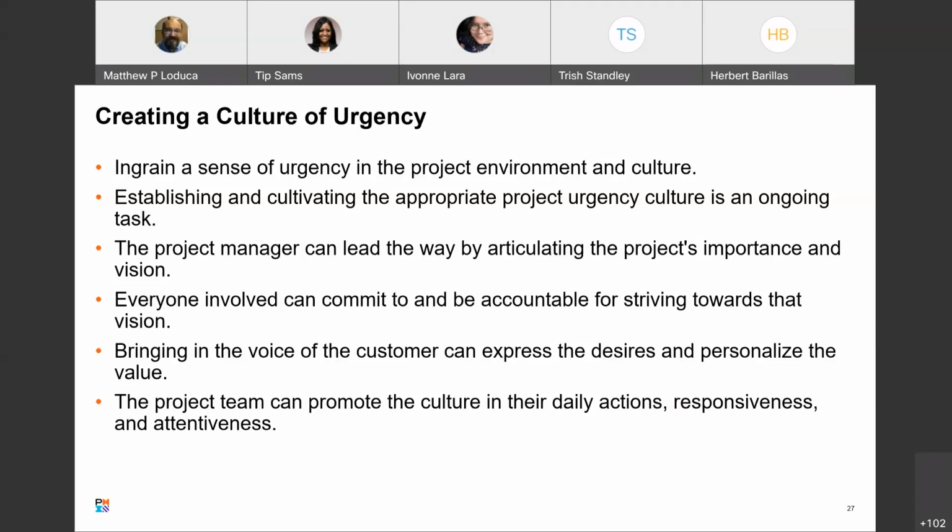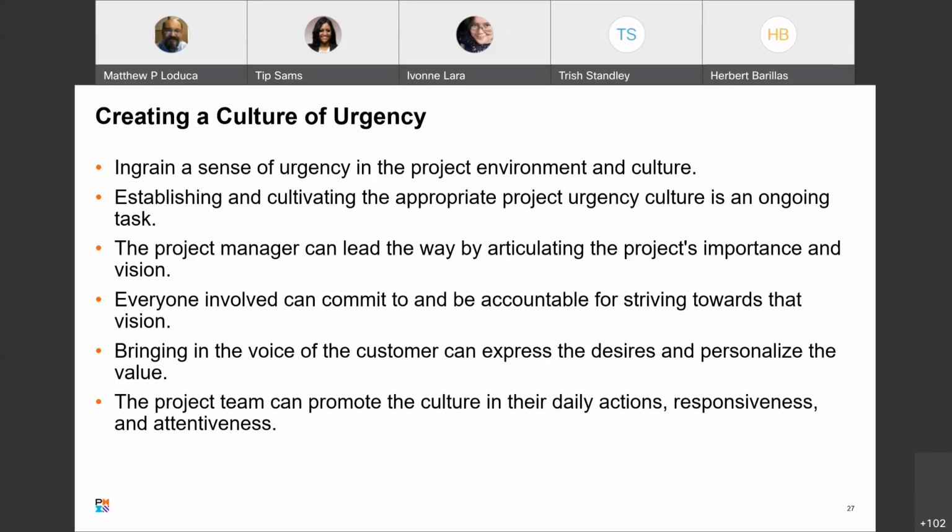Urgency makes you think you've got to put in a 50-hour work week every week, and that's really not what Agile is trying to say, because people burn out. Hey, we're delivering, our velocity's way up, but can you maintain that? That's a problem. But no, it ingrains a sense of urgency in the project environment and culture. You want to get the stuff out, and there's a need to do it. People are not willy-nilly selecting stuff to deliver without any idea of what the impact is going to be. Establishing and cultivating the appropriate project urgency culture is an ongoing task, which I guess bullets 1 and 2 are saying the same thing.